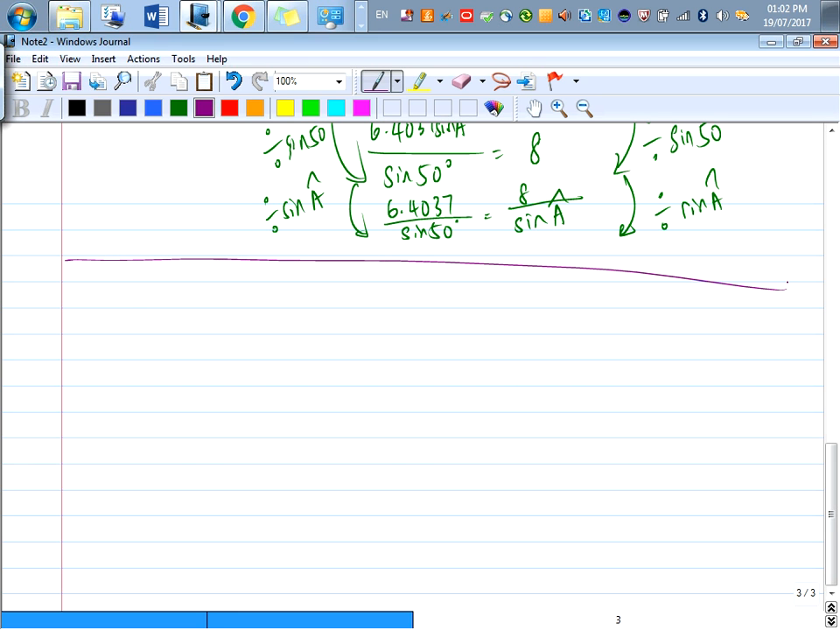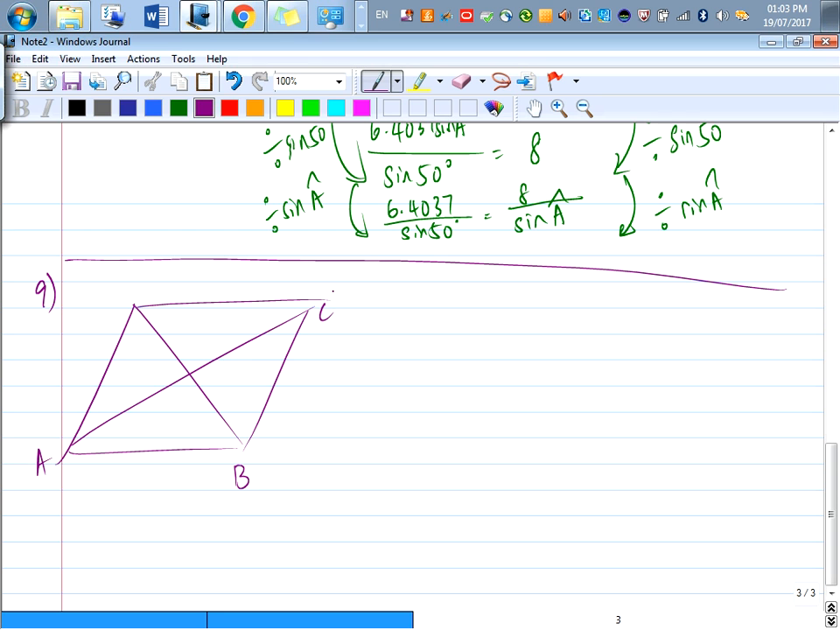Okay, next one I want to discuss will be question number 9. Question 9, I have a diagram, it's a parallelogram. Okay, I'll just sketch it over here. A, B, C, D. Middle is E. Then they tell me this is 63 degrees. Alright, the length AC is 22.